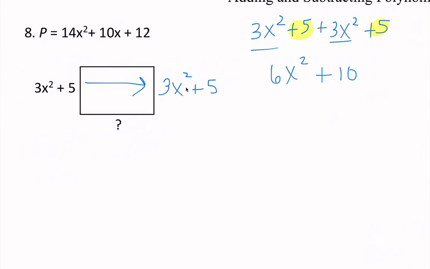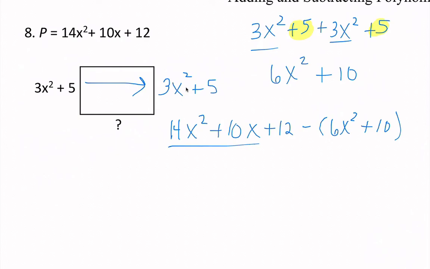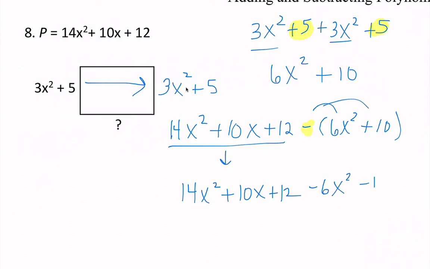So I have the whole perimeter is 14x squared plus 10x plus 12. And I'm going to take away the 2 sides that we put together. And that will give me what's left over. So this piece right here drops. But I have to distribute this negative, which remember makes everything opposite. The opposite of a positive 6x squared is a negative 6x squared. The opposite of a plus 10 is a minus 10.